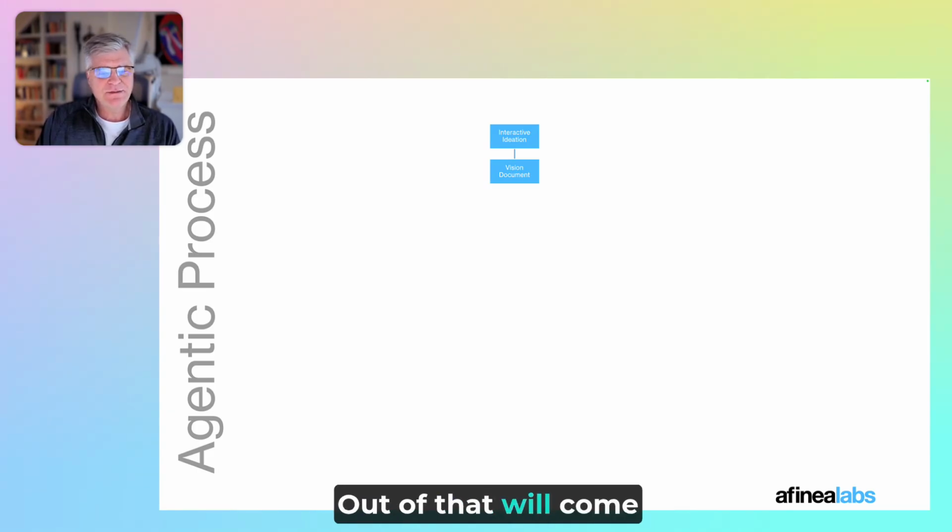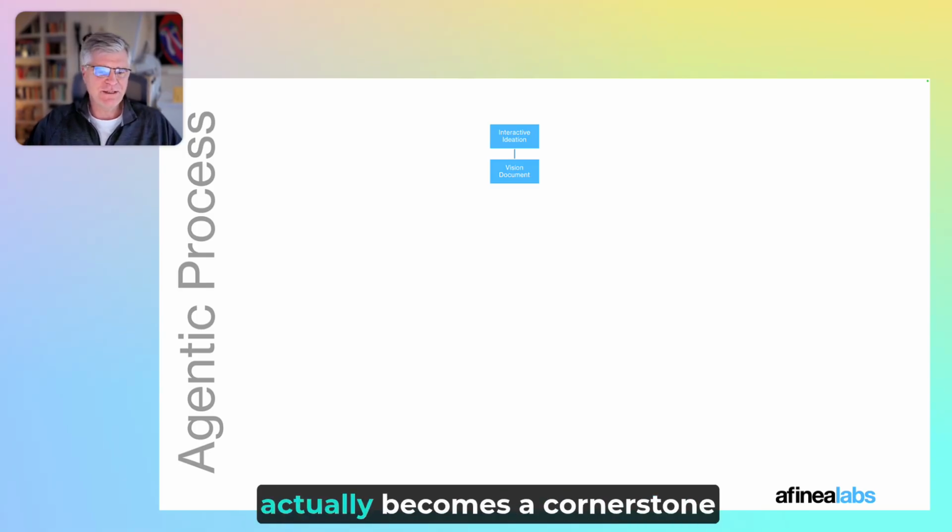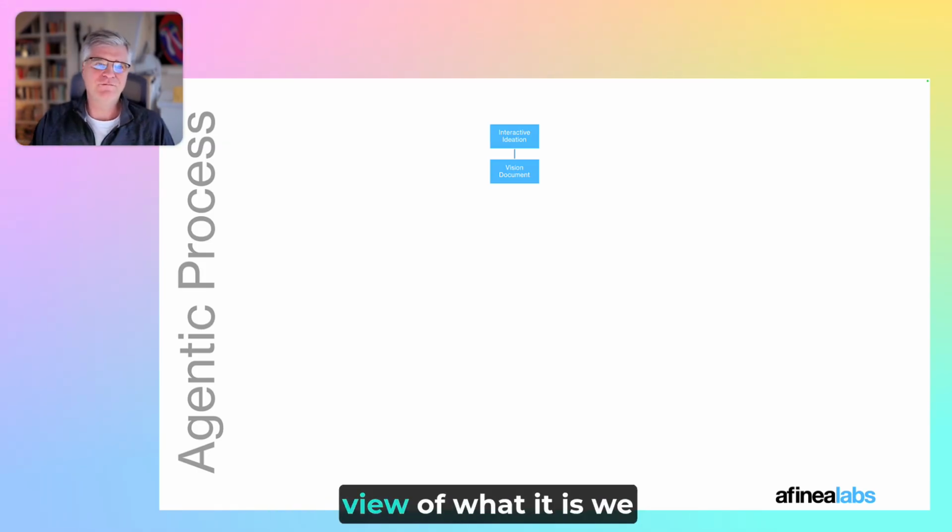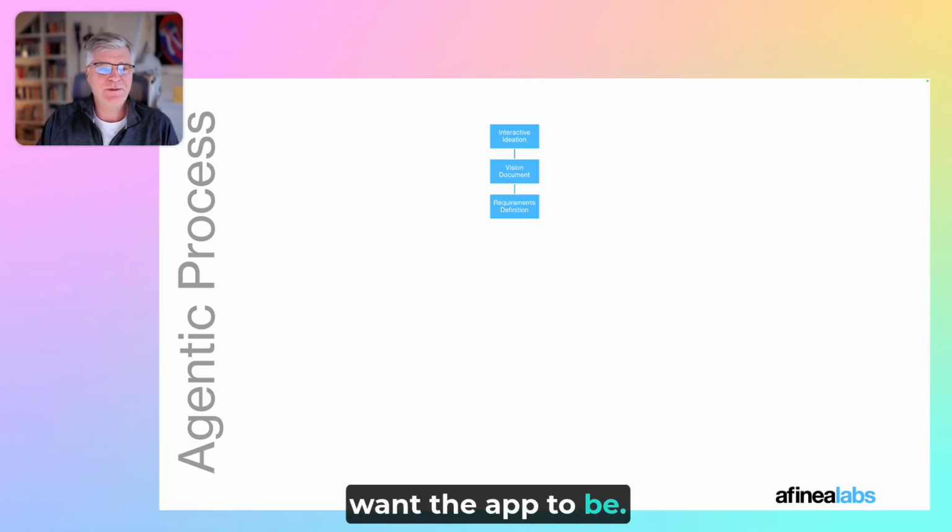Out of that will come a vision document, and this is very important because the vision document becomes a cornerstone or a touchstone for the agents over time to validate that they are delivering according to this higher level coherent view of what it is we want the app to be.